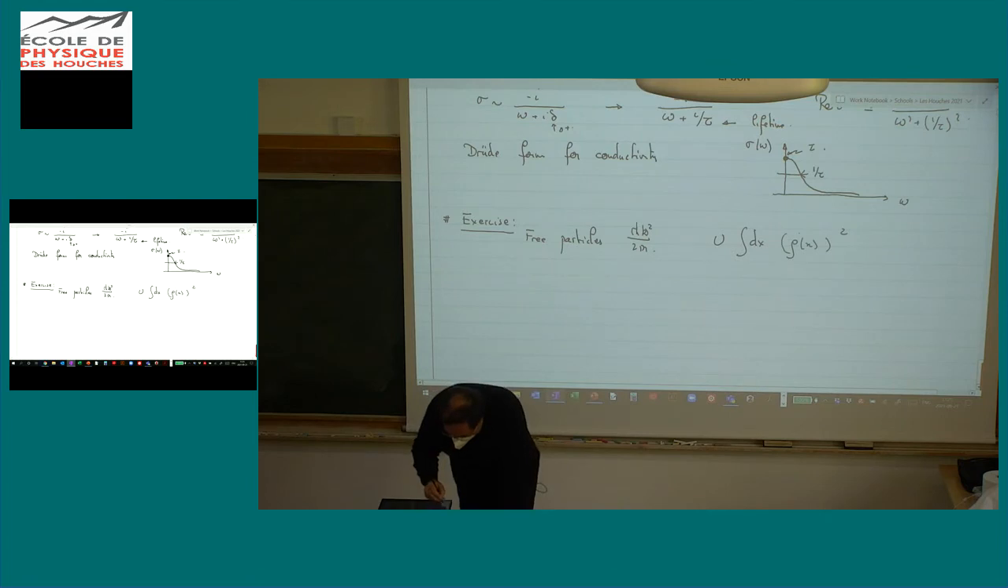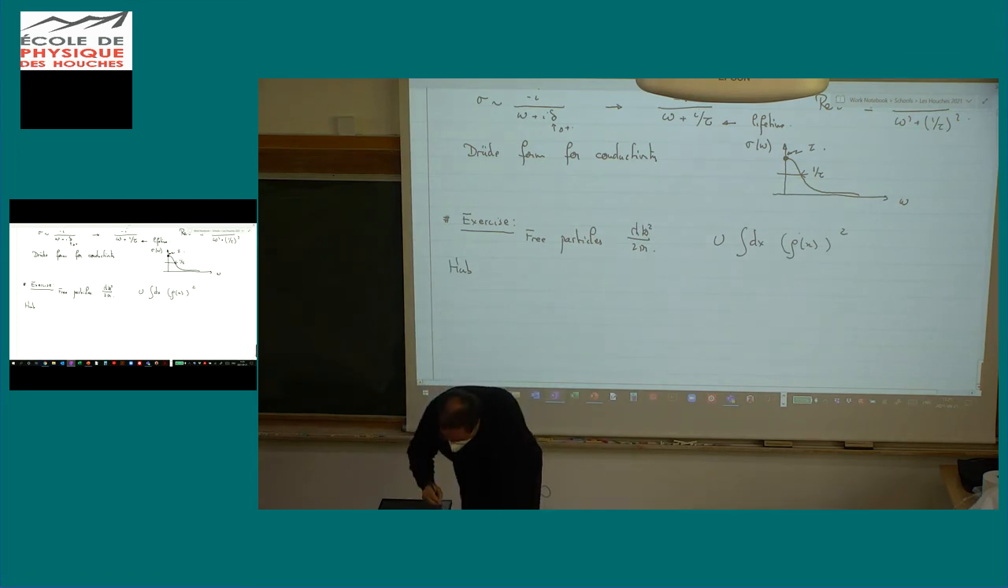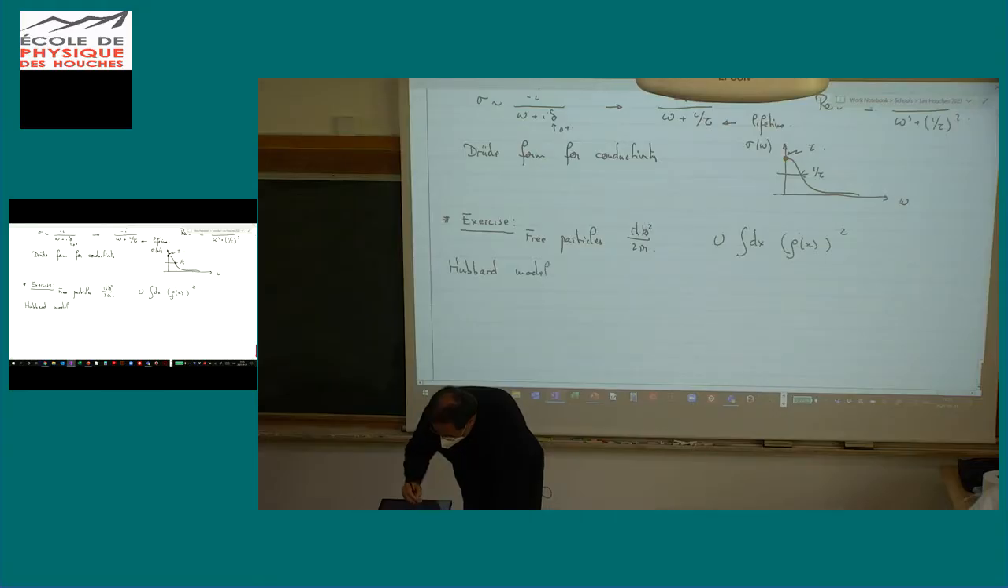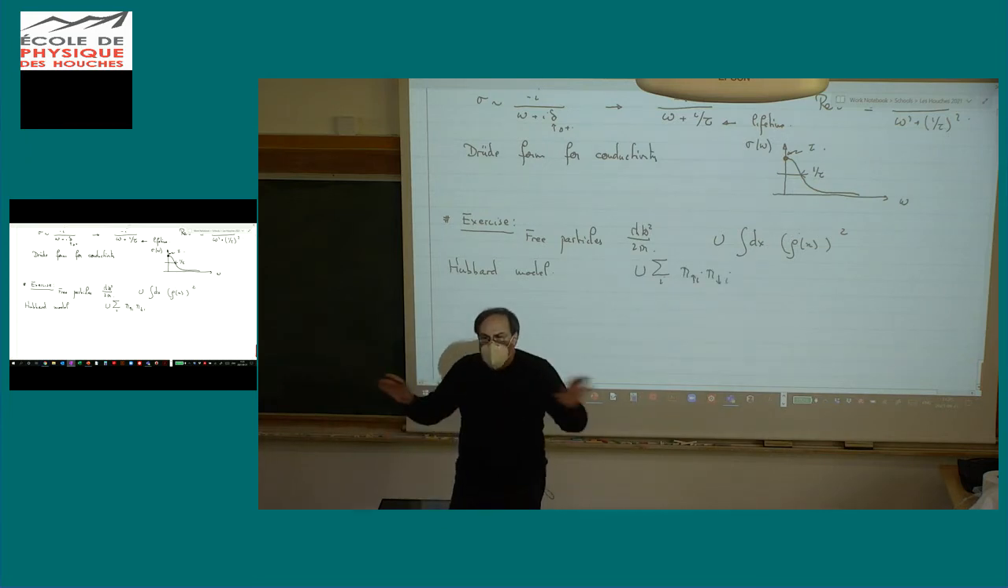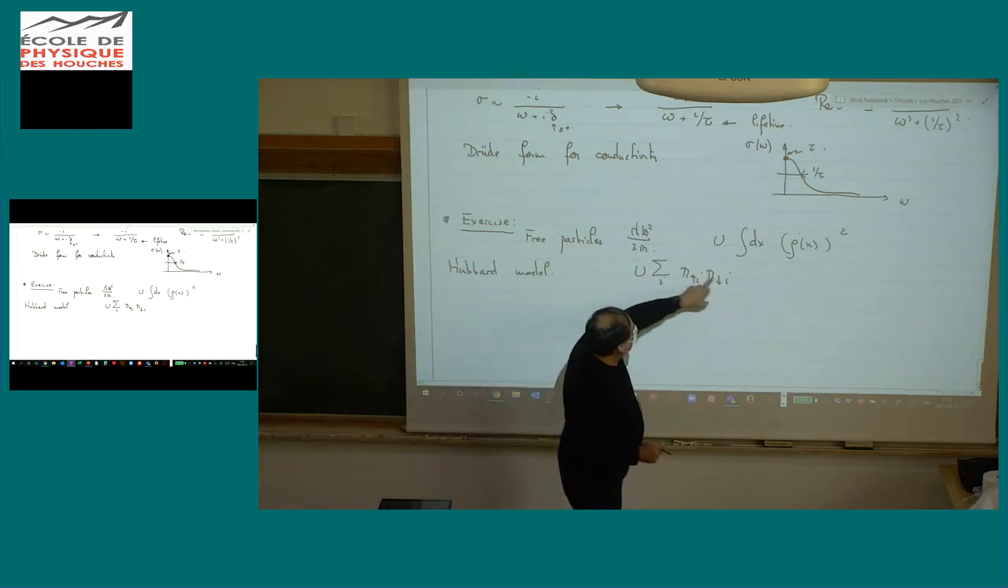Or you have all seen the Hubbard model, I guess. Did you have something on the Hubbard model in the previous courses? Yes? Okay, so for the Hubbard model, you would get an interaction which is a sum over i of u, n up i, n down i. But here I don't want any lattice, nothing. I just want, so just to say, a square of the density.